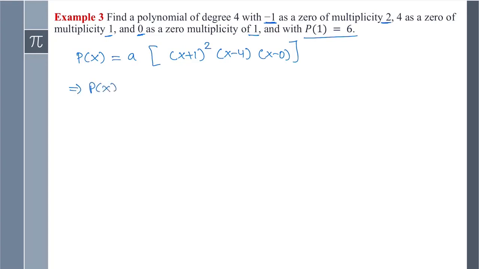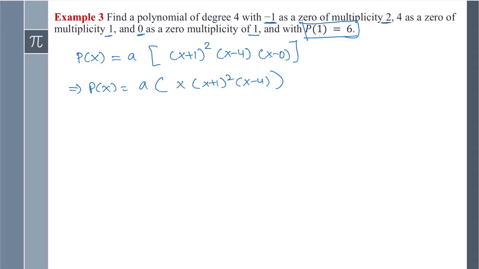Now p of x equals a times, so x minus 0 is just x, then x times x plus 1 squared times x minus 4. We can just leave it here and then we'll find a. We really don't have to multiply. We can multiply, but it might look more messy. So we'll just leave it in the factored form. And then we'll use this condition now.